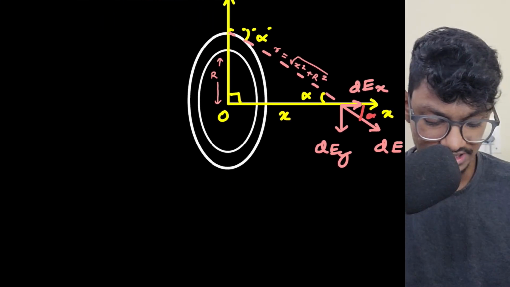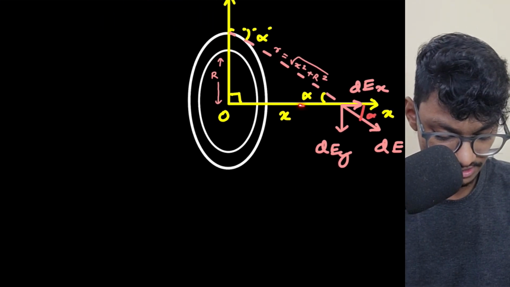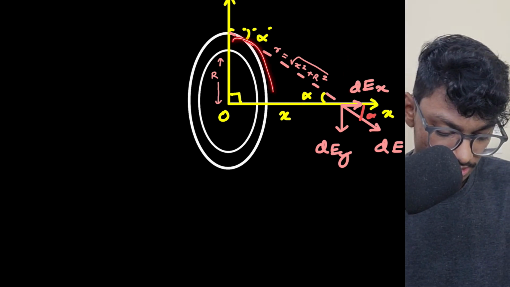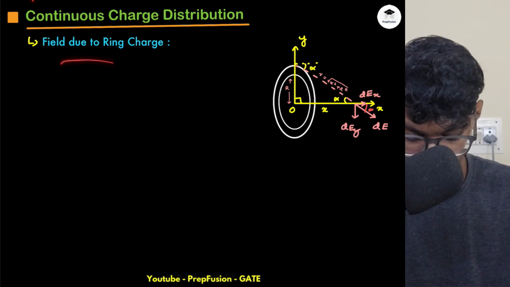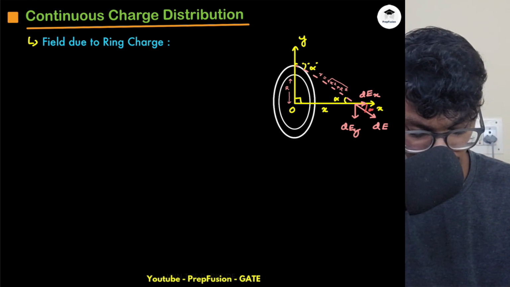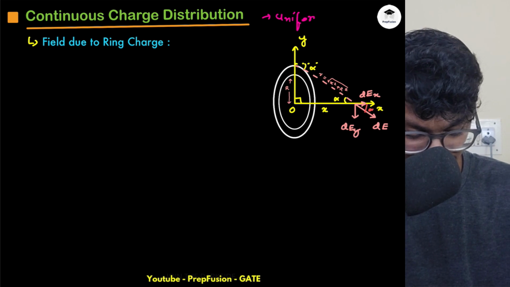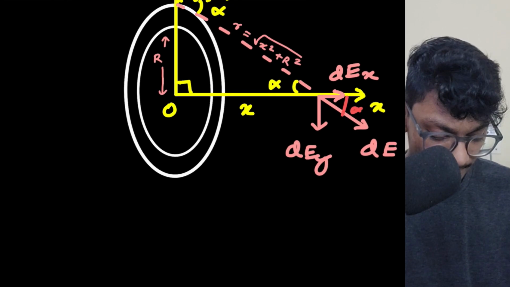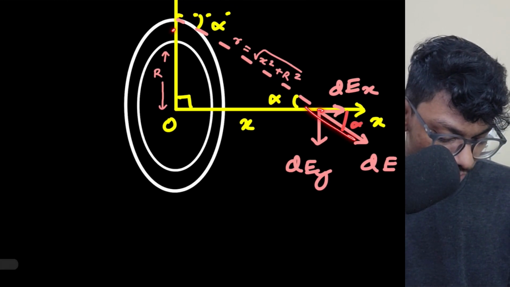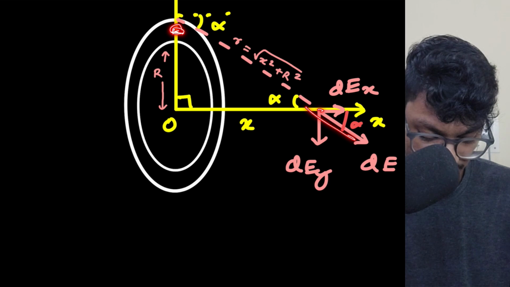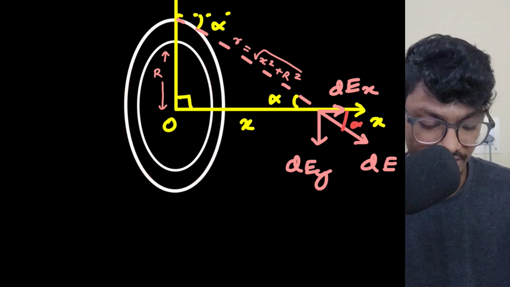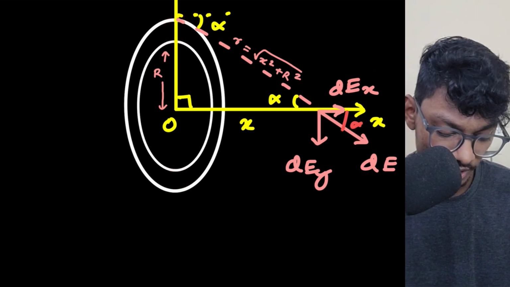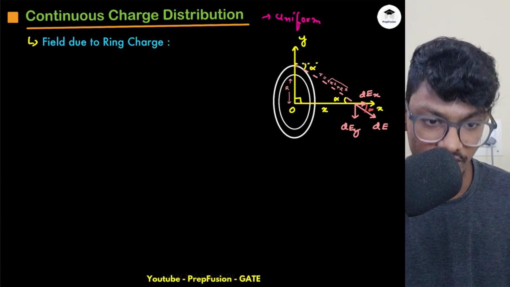So what is happening is, if I place any point P here, a test charge Q naught here, this is uniform. I am talking about uniform only, because deriving the non-uniform case will take huge time. Uniform distribution. So here one thing I can observe, the field due to this small charge dq, since this is totally uniformly distributed, if I take this area, the field due to this area will be in this direction, and due to that area in this direction. So the y components are getting cancelled.